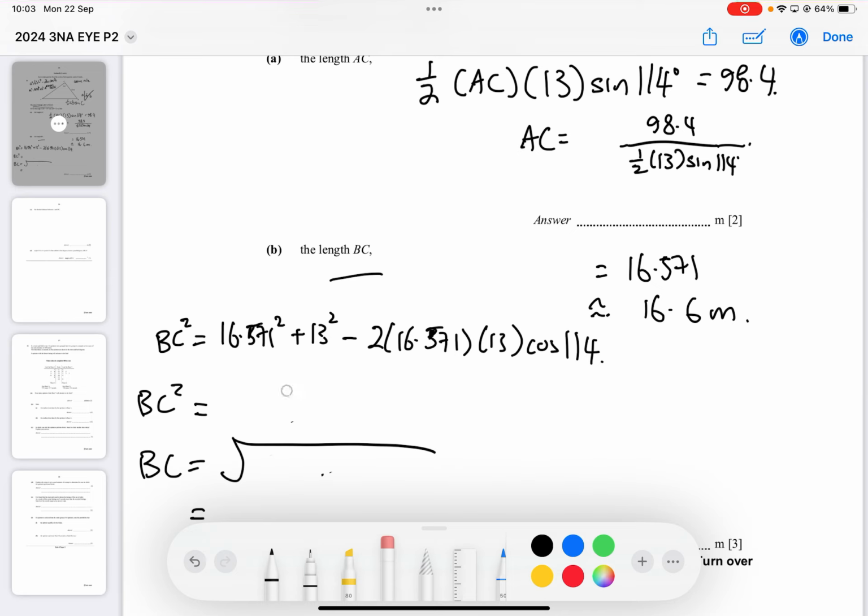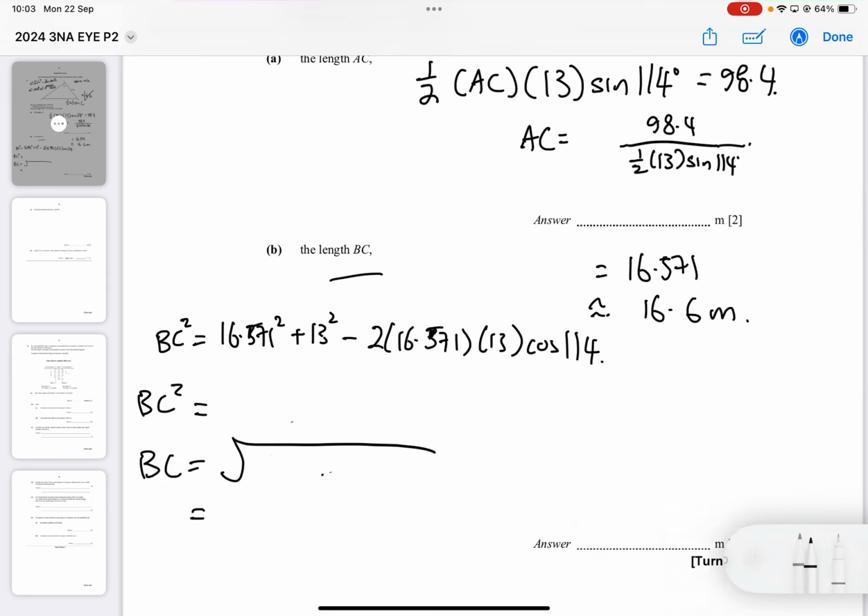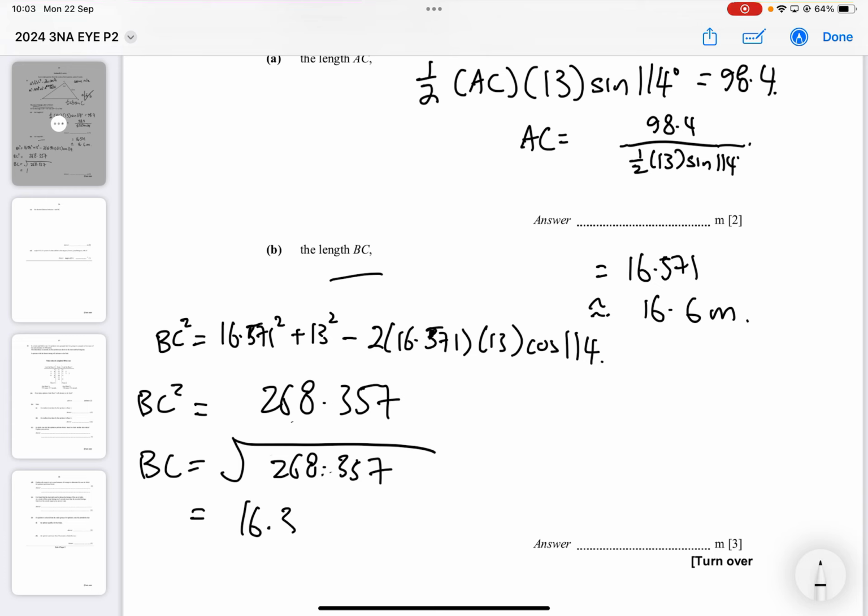268.357. Square root 268.357. Then my BC is 16.382 or roughly 16.4. So you need something wrong, because my answer is different, then the answer sheet also different. Is it? Yeah, my answer is different.